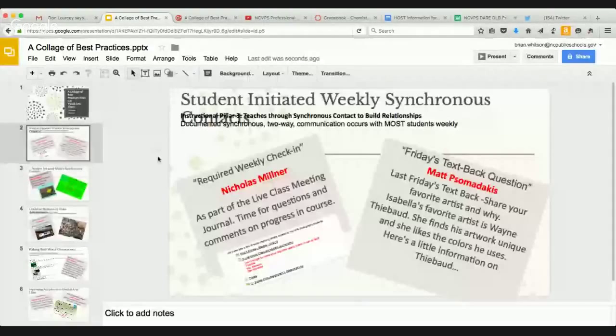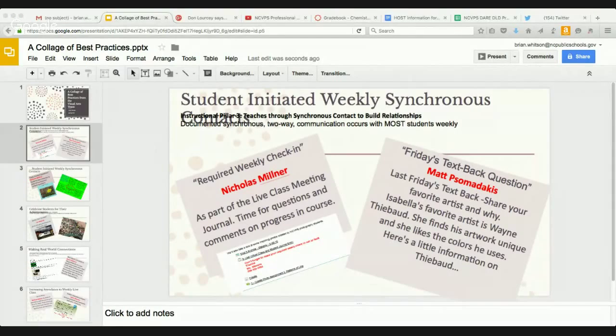What I am seeing now is the slide on student-initiated weekly synchronous contacts, and I think you were talking about Matt Samadakis. Okay, that's the slide I have up. And I think you'd already hit what Nicholas Milner did.